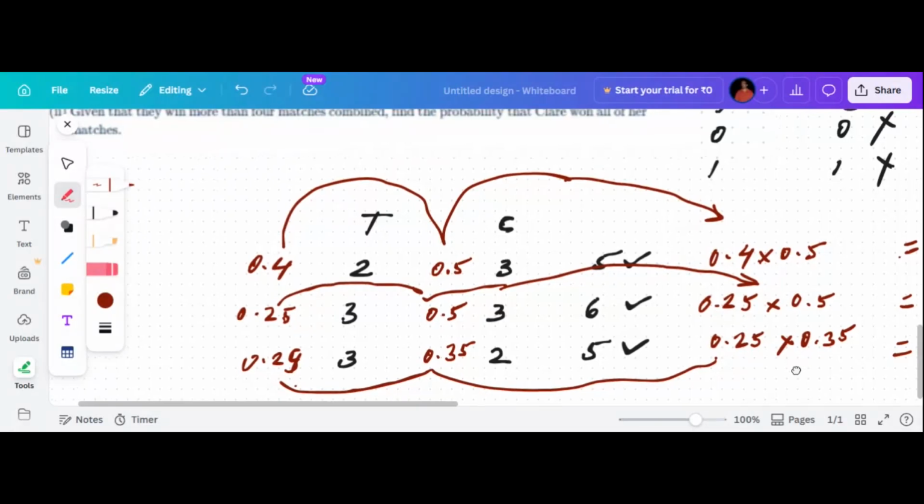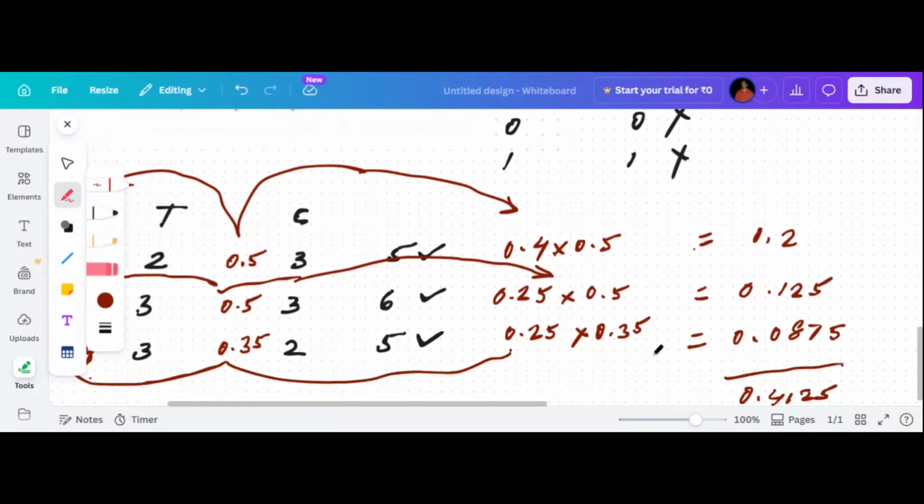Now, how can they score 4? They can score 4 either if Tom wins two matches and Claire wins 3, or Tom wins 3 and Claire wins 2, or Tom wins 3 and Claire wins 3. So these are or. Okay?